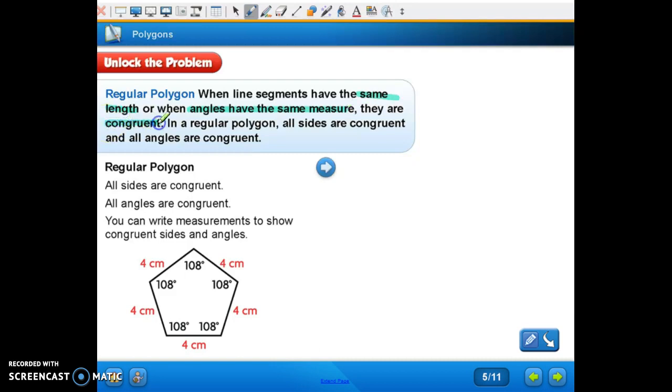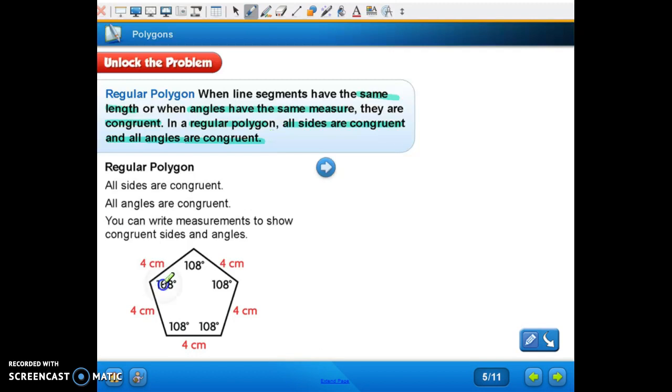They are congruent. In a regular polygon, all sides are congruent, all angles are congruent. Okay? So everything has to be in one category. The angles have to be the same, and the side measures have to be the same. A regular polygon, all sides are congruent, all angles are congruent. You can write measurements to show congruent sides and angles.